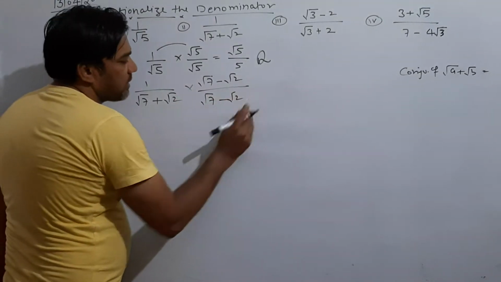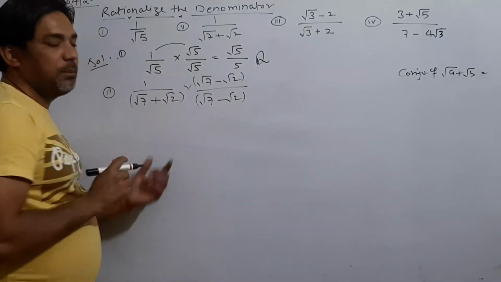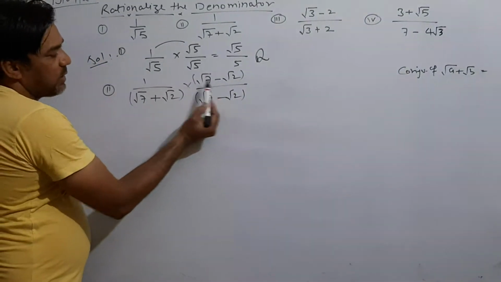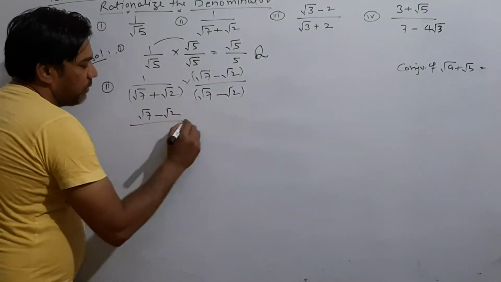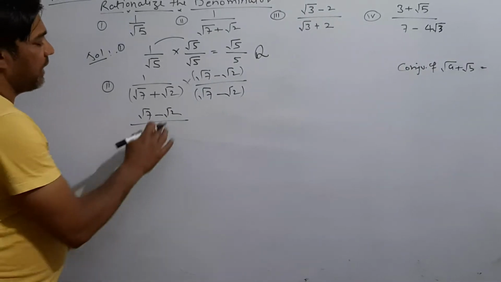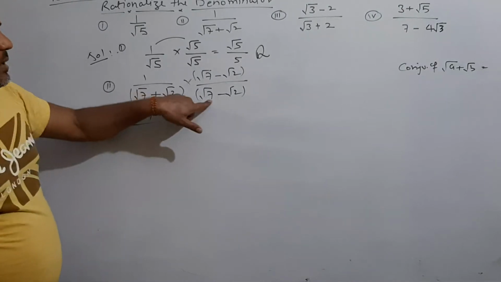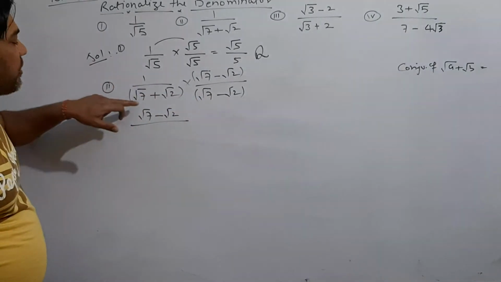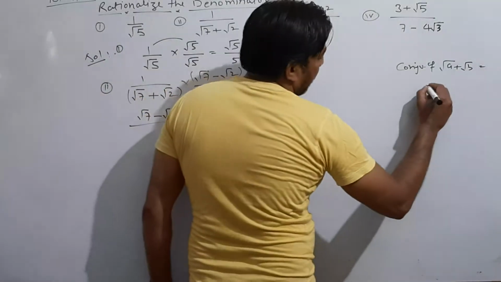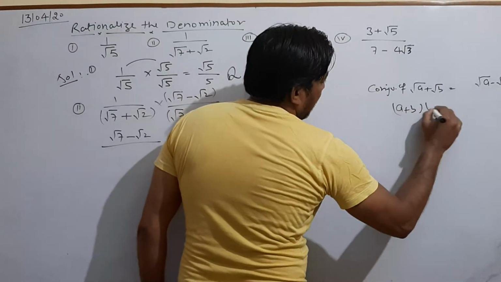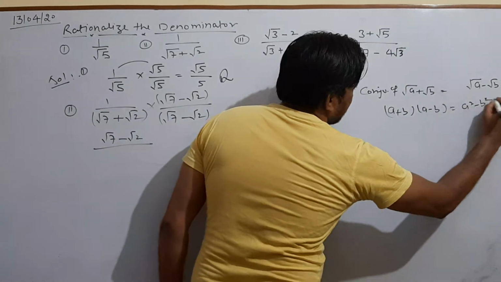Under root 7 minus under root 2, because these are binomial terms, so you have to close them in a bracket. When we multiply this bracket with 1, we get the same number, under root 7 minus under root 2, and in the denominator, what are we getting? We are getting the two terms: under root 7 plus under root 2 and under root 7 minus under root 2. So clearly we can observe this is a plus b and a minus b, which is equal to a square minus b square.